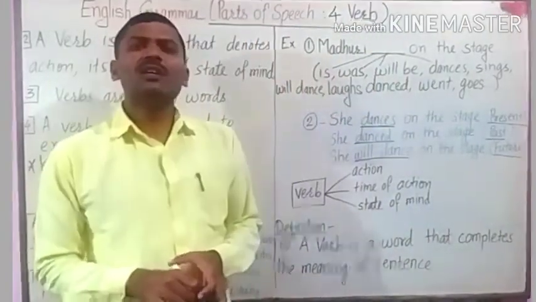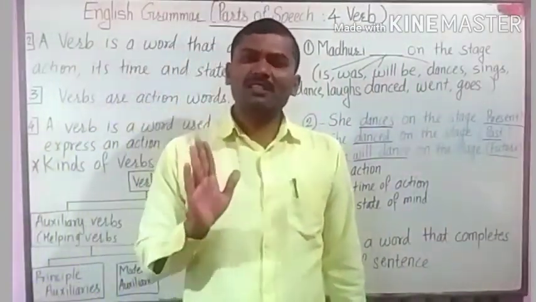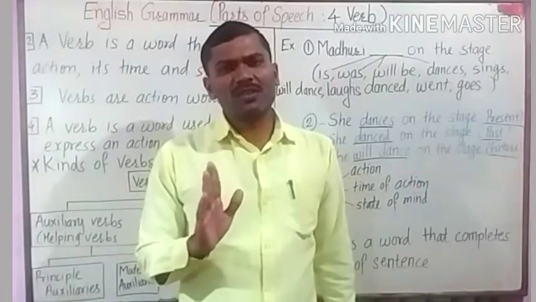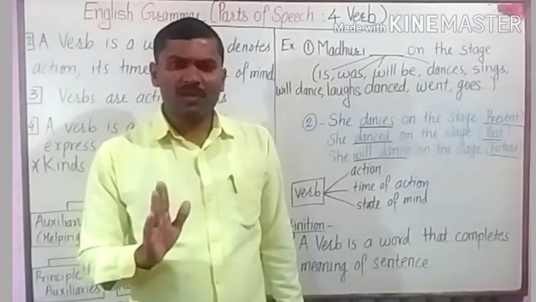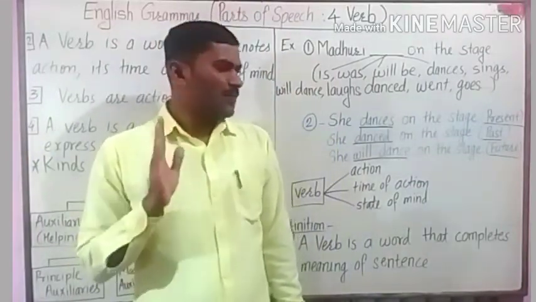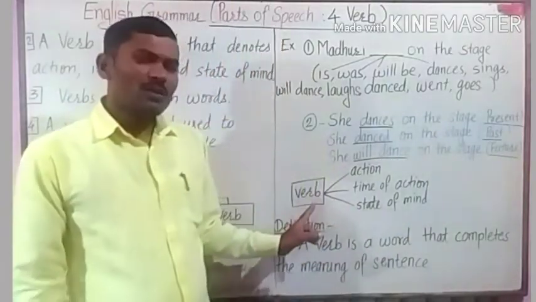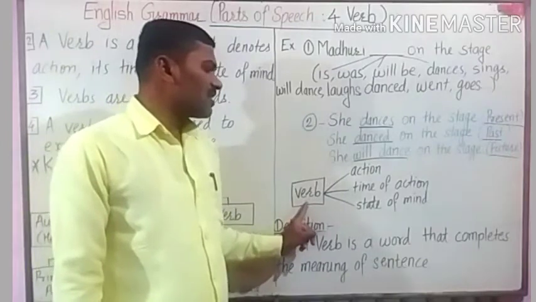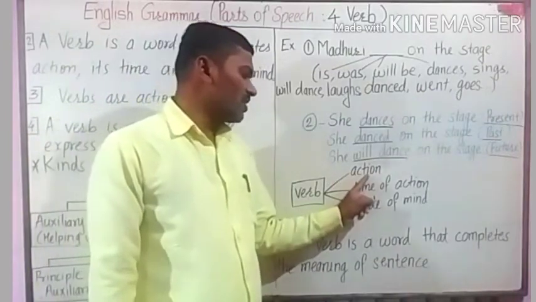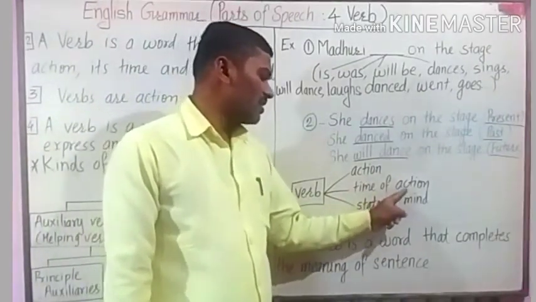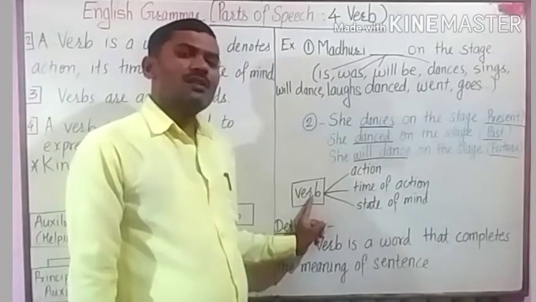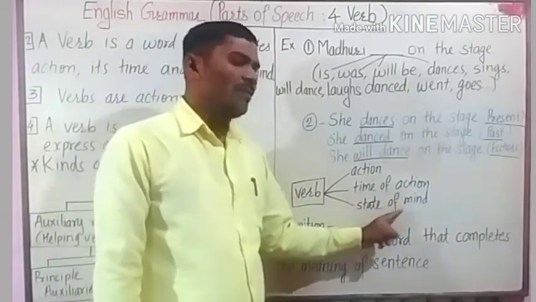Here we understood that a verb is a word that shows action and its time or the period of action. So here we should remember a verb is a word that shows action and time of action. Also it states the state of mind.